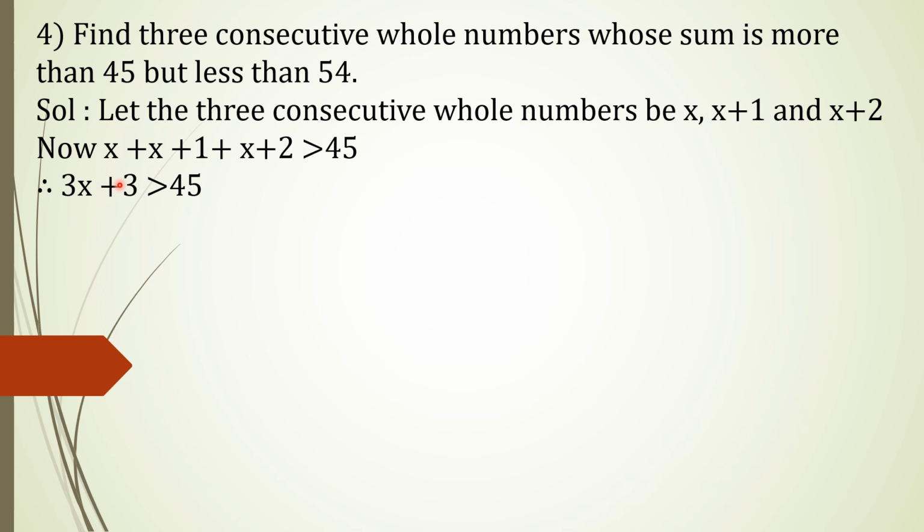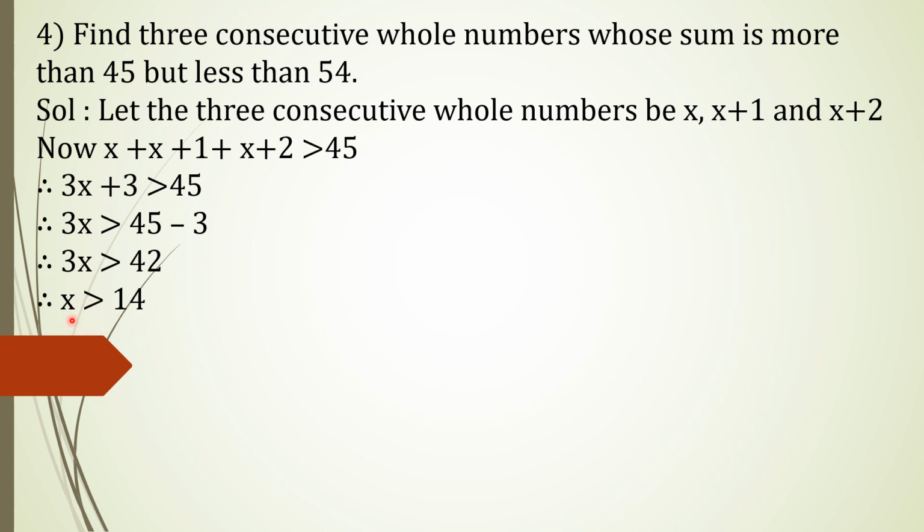Okay. Now student, bring this 3 to the right hand side. So it will become minus 3. Therefore, 3x is greater than 45 minus 3. So you'll get 3x is greater than 42. Let's get the value for x. Therefore, x is greater than 14. How did I get 14 over here? You take this 3 and divide by 3. So 42 divided by 3, you'll get 14. So x is greater than 14.